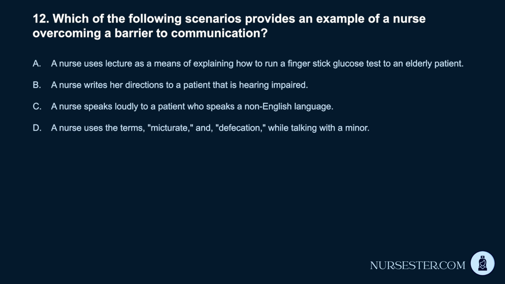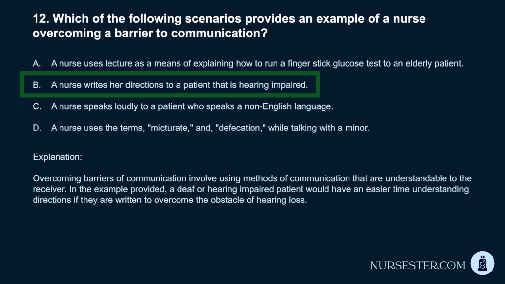12. Which of the following scenarios provides an example of a nurse overcoming a barrier to communication? A. A nurse uses lecture as a means of explaining how to run a finger-stick glucose test to an elderly patient. B. A nurse writes her directions to a patient that is hearing impaired. C. A nurse speaks loudly to a patient who speaks a non-English language. D. A nurse uses the terms micturate and defecation while talking with a minor. Correct answer: B. A nurse writes her directions to a patient that is hearing impaired.